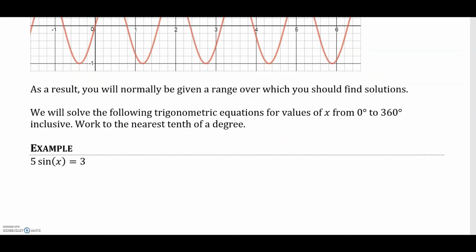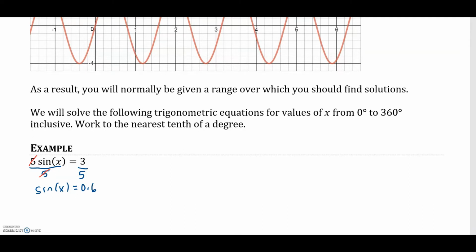Now we will look at an example of solving a trig equation. We're given that 5 times sine of x is equal to 3. We want to find the value of x that satisfies this equation. The first step is to rearrange the equation for sine of x. To do so, we divide both sides of the equation by 5. Now this simplifies to sine of x is equal to 3 over 5, and 3 over 5 can be expressed as a decimal of 0.6.